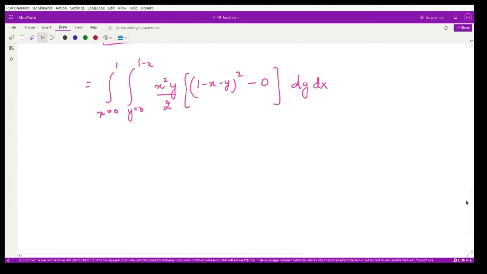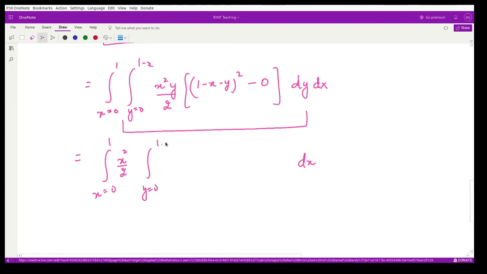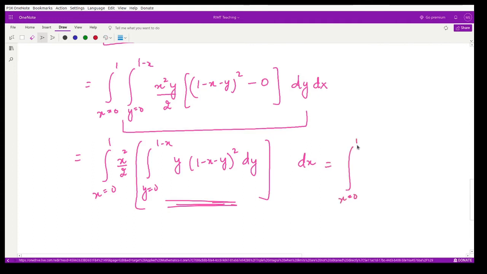So now we can solve this and perform the integration with respect to y. So we have x from 0 to 1 dx, and then x square by 2 as such, because it is constant, and then the integration with respect to y of y into 1 minus x minus y whole square dy. So firstly we'll solve this particular thing. Now what would this be? Here x would vary from 0 to 1, x square by 2 as such.